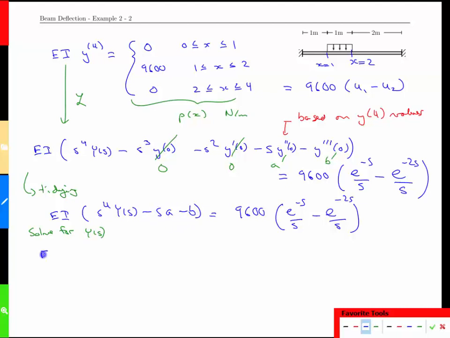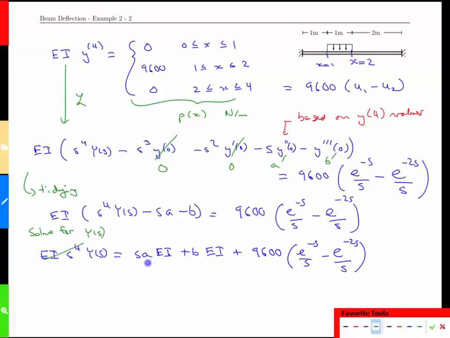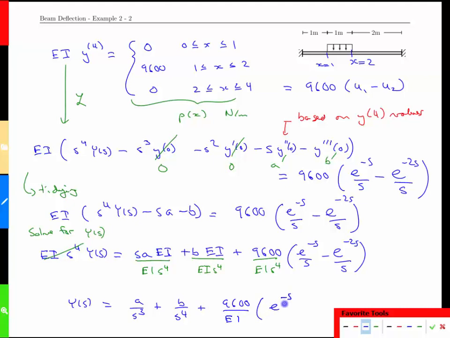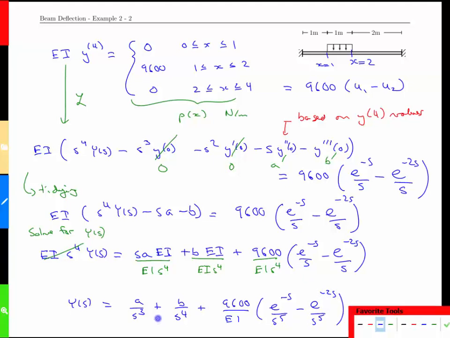Bringing the s, A, and B terms over to the other side, we have sA positive times EI, plus B positive on the other side times EI, plus 9600 times e to the negative s over s minus e to the negative 2s over s. And finally we can divide through by EI s to the 4. And what that gives us, if we tidy up one last stage, canceling some s's, is A over s cubed plus B over s to the 4 plus 9600 over EI times e to the negative s over s to the 5, minus e to the negative 2s over s to the 5. And this is something we can find the inverse transform of. We'll complete that on the next page.